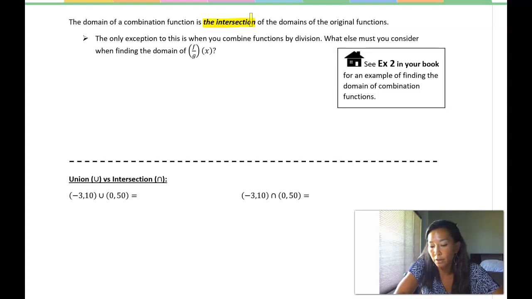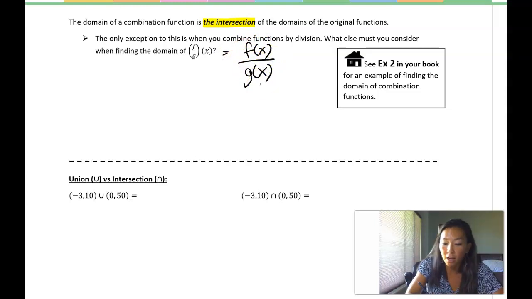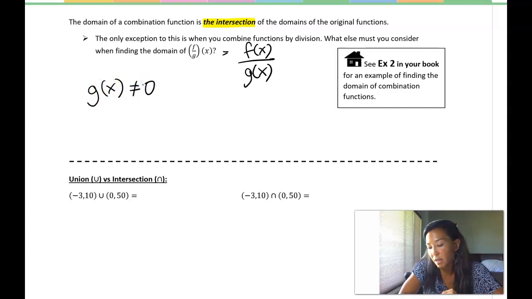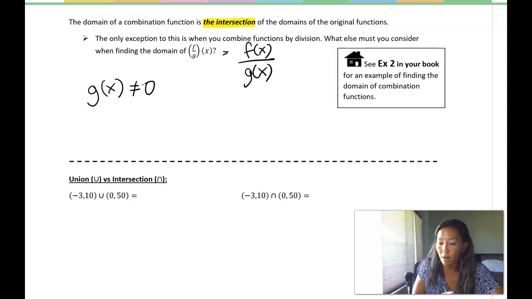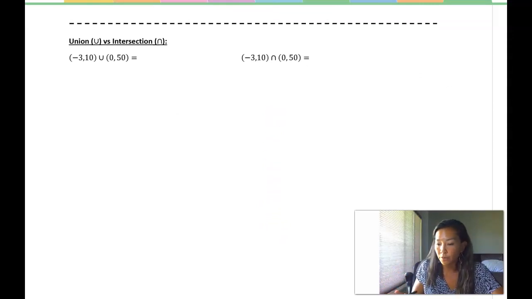Now, the other thing that we want to consider when we're dividing, f of x divided by g of x. If I have two functions and I'm dividing, I have to also think about when g of x is 0 because it cannot be 0, okay? So limit the domain by intersecting the two domains and also determining when the bottom is 0 if you have division. Okay. So intersection versus union, I'm just going to talk about the differences between the two.